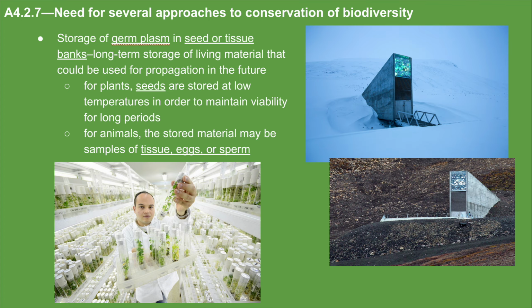Another approach is the storage of germplasm in seed or tissue banks. This is long-term storage of living material that could be used for propagation in the future. For plants, seeds are stored at low temperatures in order to maintain viability. So if something was to happen to the plant's natural habitat and all those plants were to die, they would be able to be replanted using the seeds that are stored in these massive seed banks. And for animals, the stored material may be samples of tissue, eggs, or sperm.